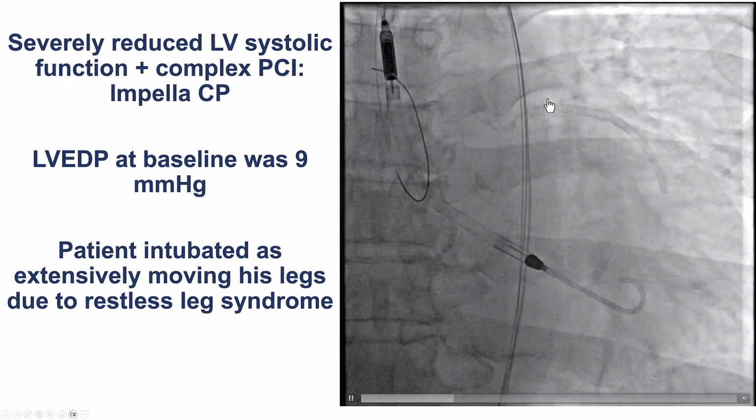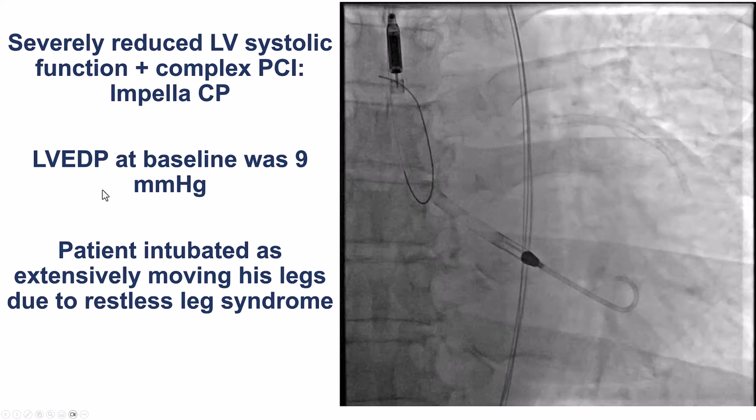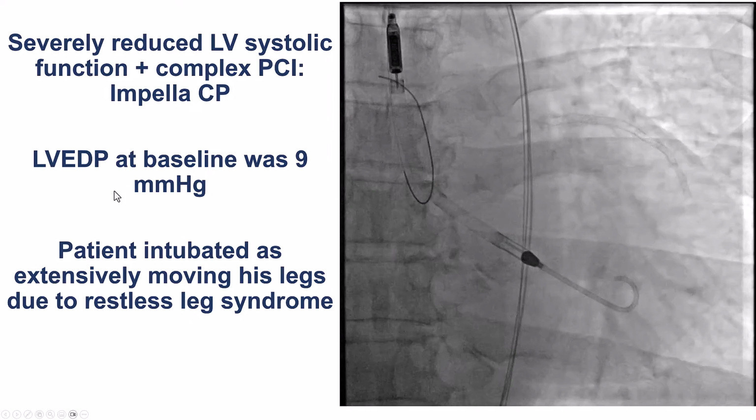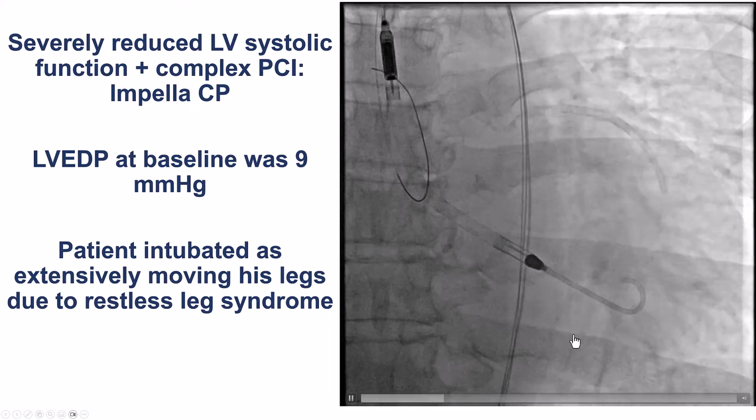Because of the low ejection fraction, we decided to use hemodynamic support, even though his LVEDP was okay. And then because the patient was moving constantly on the table, he had restless leg syndrome, he was electively intubated.